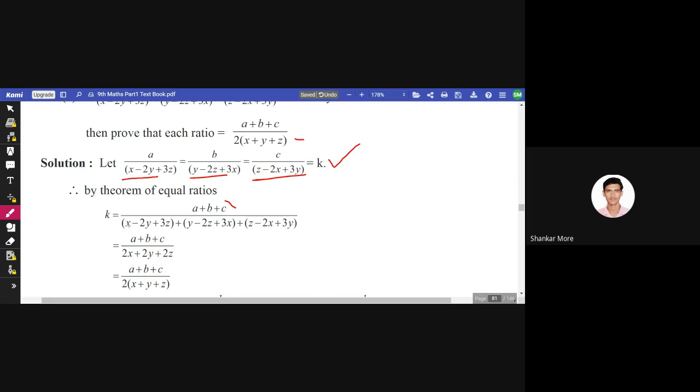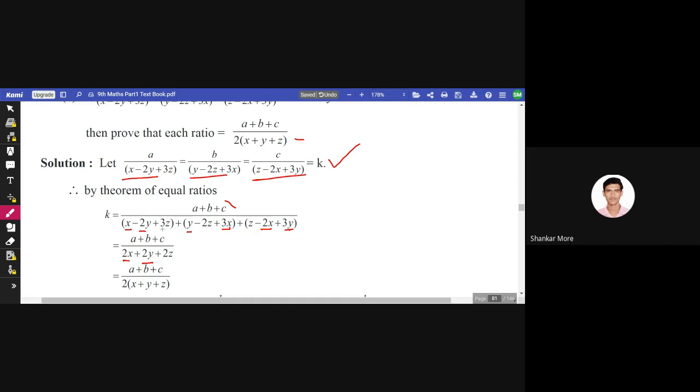Yeah. So see, this is x plus 3x is 4x, and 4x minus 2x is 2x. So it is written here. Now minus 2y plus y, so that is negative y, and negative y plus 3y is positive 2y, so we have written here.